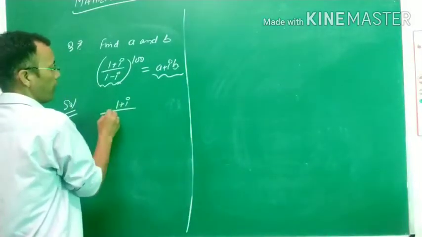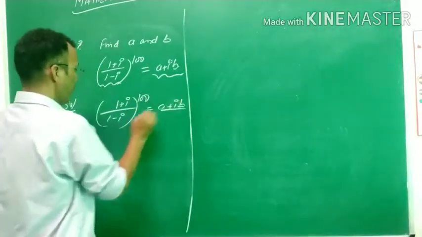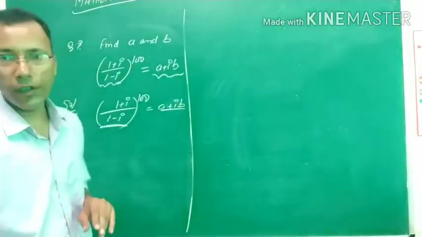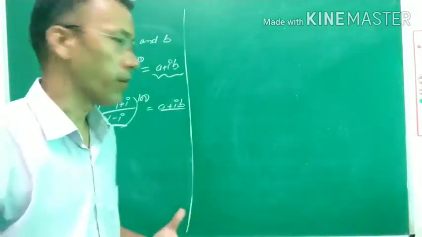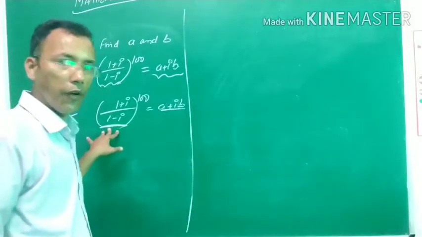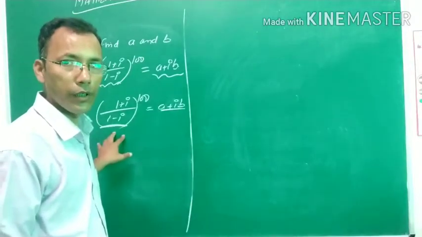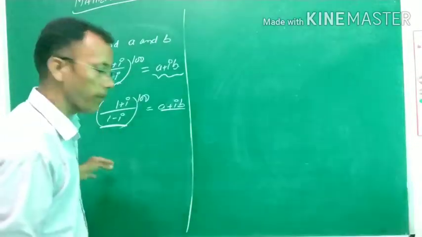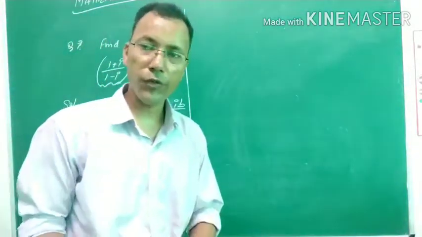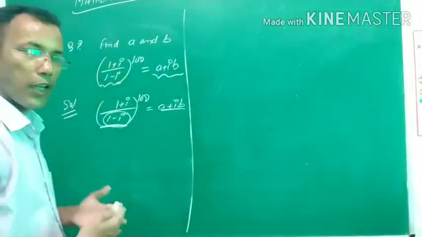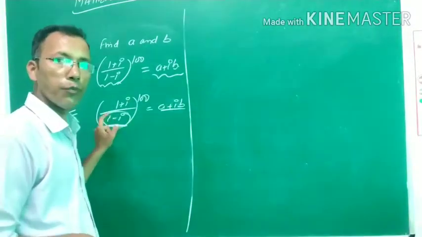This is ((1 + i)/(1 − i))^100 = a + ib, right? This denominator, which is a complex number, has to be converted into a real number. And such type of denominator has to be multiplied by its conjugate, which we have earlier discussed. So what is the conjugate of 1 − i? The conjugate of 1 − i is 1 + i. The negative sign before the iota has to be converted to a positive sign.